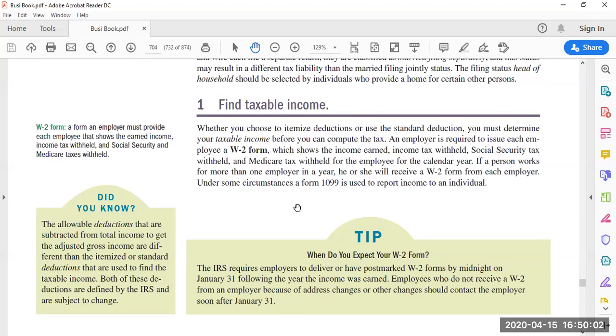So how do we find taxable income? Whether you choose to itemize deductions or use the standard deduction, you got to determine what is your taxable income. We already told you what your taxable income is. All of your income minus all of those different deductions and allowances that you're allowed to deduct from that gross income to determine the amount that the government will call, this is the amount of money that we would use to calculate how much tax you must pay. That is the taxable income, the amount of income that you will be calculating tax on. Okay.